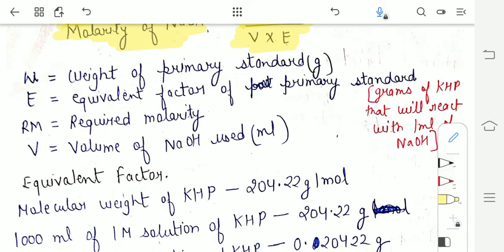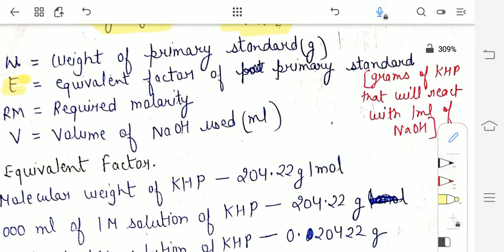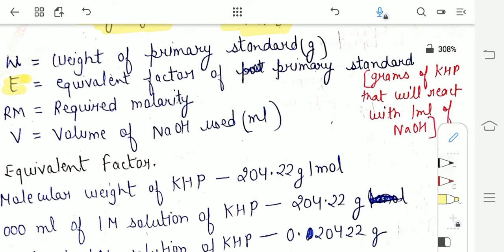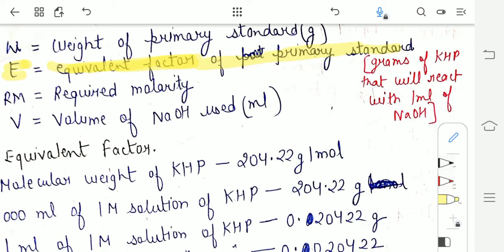Okay, so equivalent factor is very important, and we must know how to calculate it. Once you have understood it, the same procedure will be used in all the further preparations as well as the standardizations. So I'll try my best to explain. The equivalent factor of a compound is the equivalent factor of the primary standard. Equivalent factor means the grams of potassium hydrogen phthalate that will react with 1 ml of NaOH.